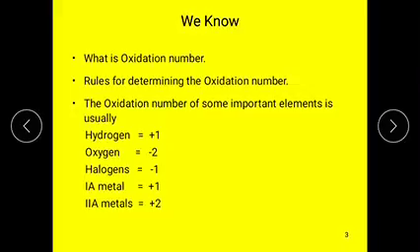Okay, let us see here the oxidation numbers of some important elements. Usually hydrogen's oxidation number is plus 1. In the case of metal hydrides, it is taken as minus 1.